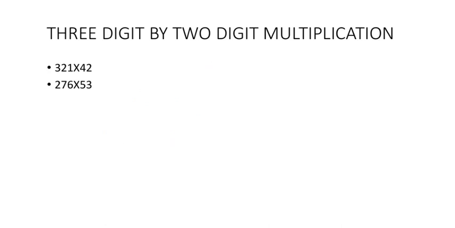Let me move over to the next thing. Here we have taken 3 digit as one number and the other number is 2 digit. Therefore, for making this 2 digit as a 3 digit, we have to add 0 before the number. So let me take the first number 3 2 1, 0 4 2.